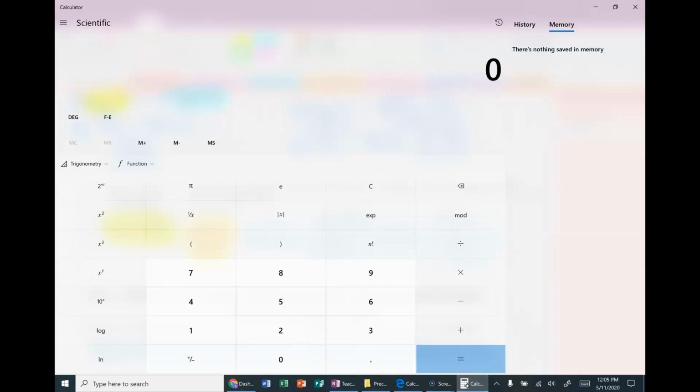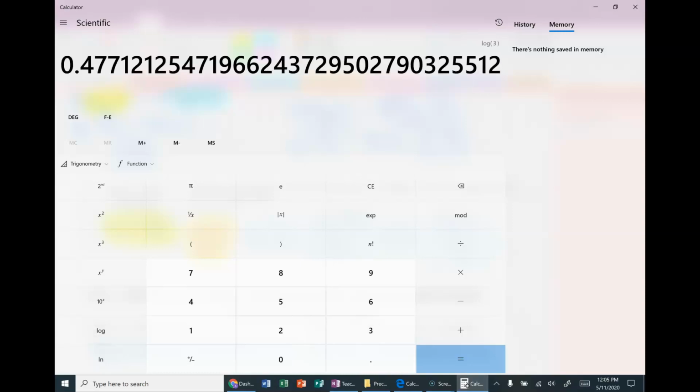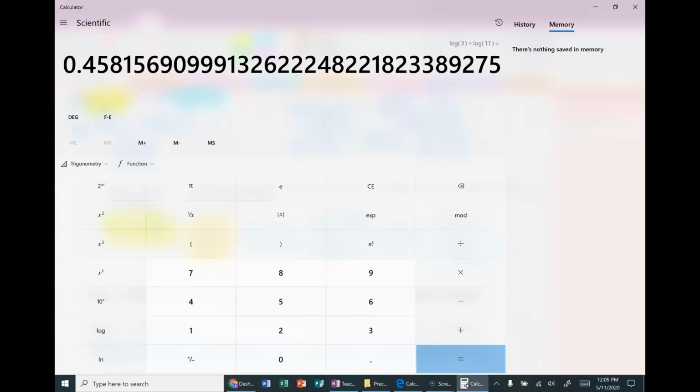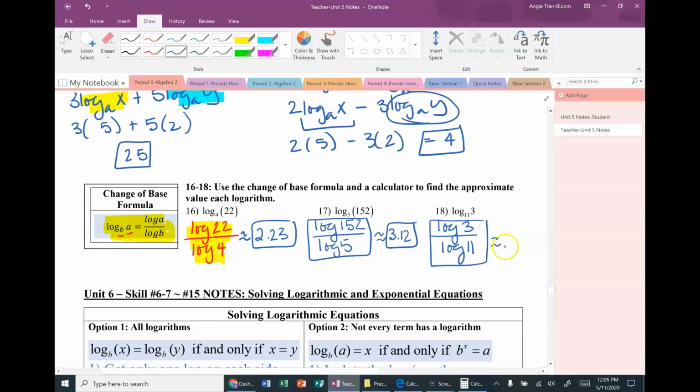So clear out my old answer. I'm going to punch in 3 log. That's just log of 3. Now divided by 11 log, that's just log of 11, hit enter. It's going to be 0.46, and that's what we will write, 0.46, box it up.